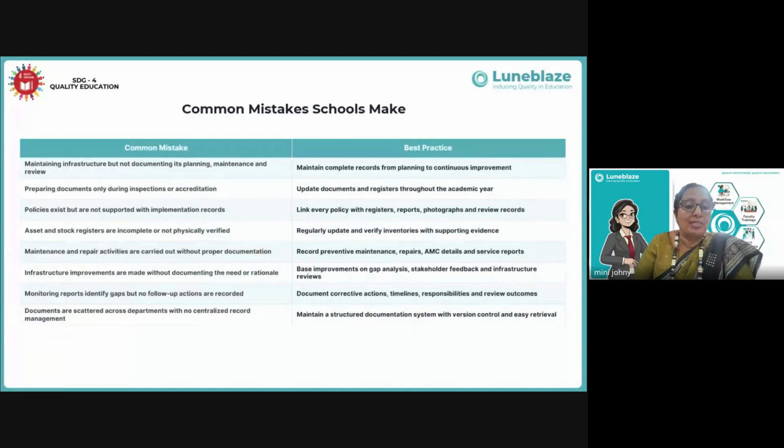Last one, documents are scattered here and there, like an active volcano, one day the dormant stage will go and it will come out. They are spread across departments with no centralized record management. We should have a centralized record management system. Maintain a structured documentation system with version control and easy retrieval. Good to go to the next slide.